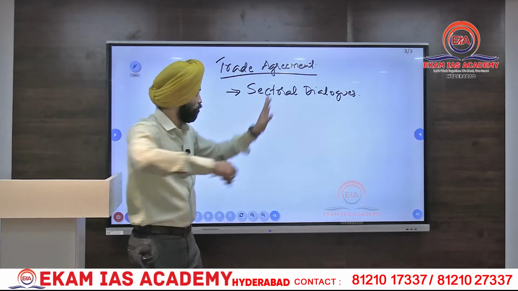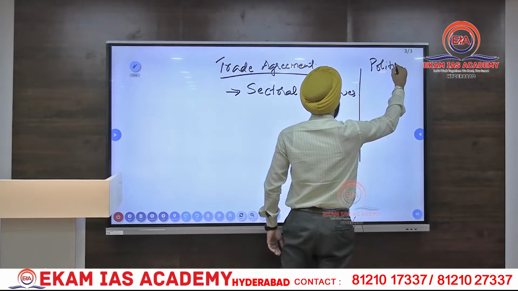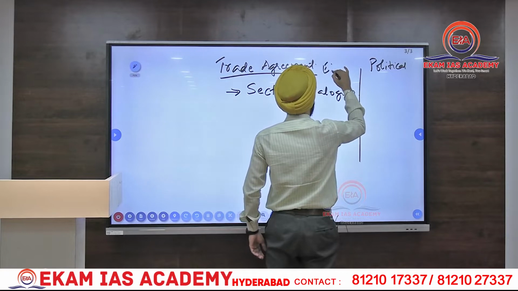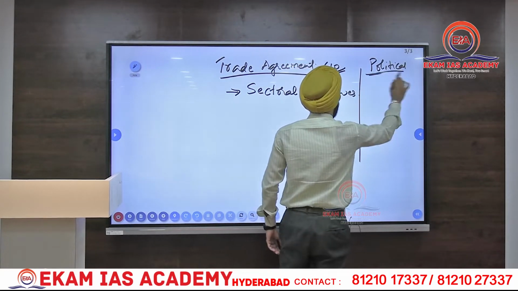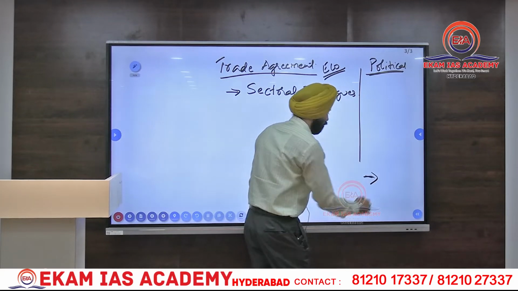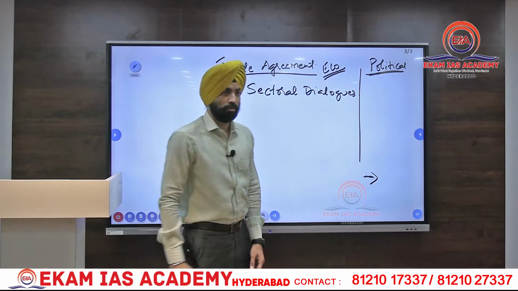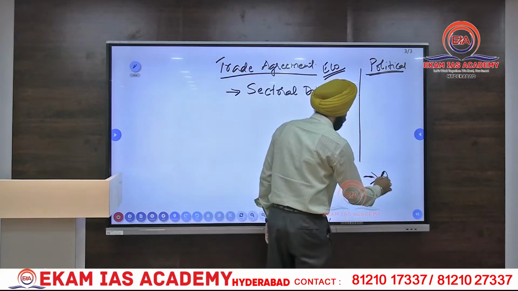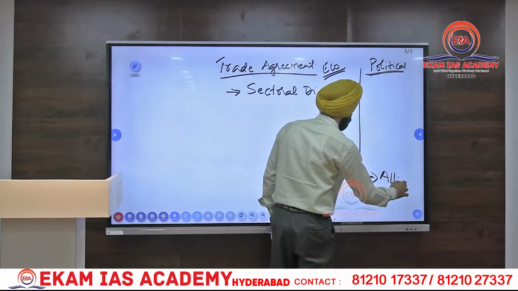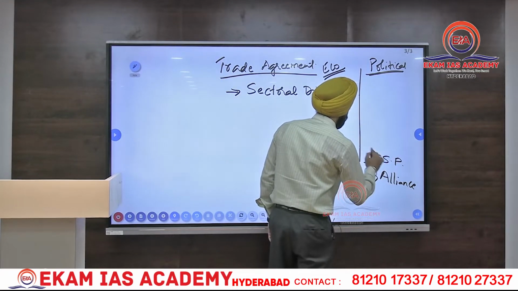When I take this to the political side, it starts as what? This is the economic relationship we are talking about, and this is the political relationship. In what stage does the political relationship end? Before alliance? Before this?